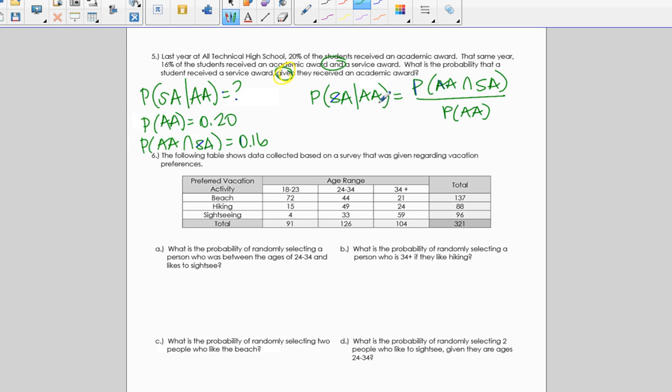So in our case, we are looking for this. So we have x equals 0.16 divided by 0.20. If you throw that in your calculator, you end up with 0.8, which is 80%. That's your final answer. Okay.